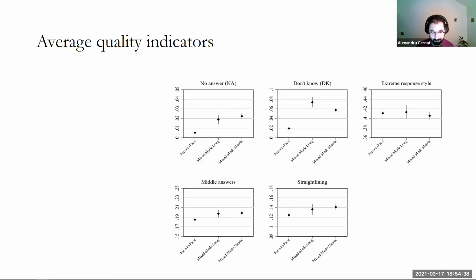Okay, great. Thank you, Alex. A question now: did you look at differences between web and paper in study 2?